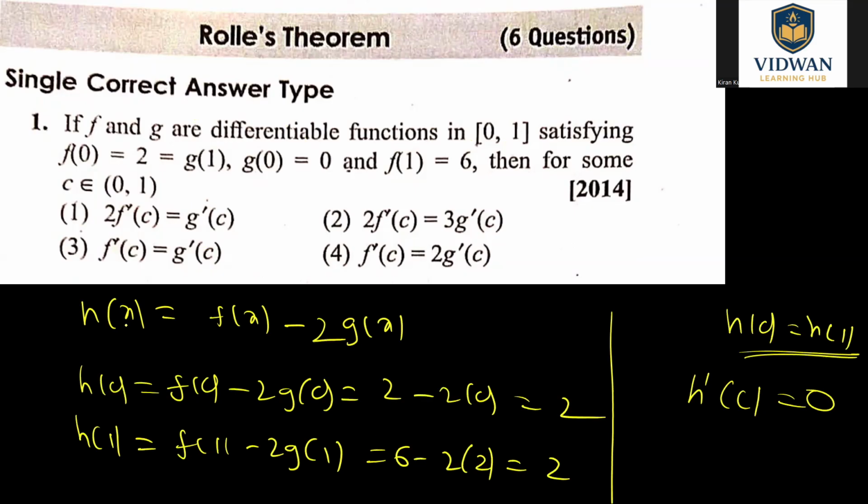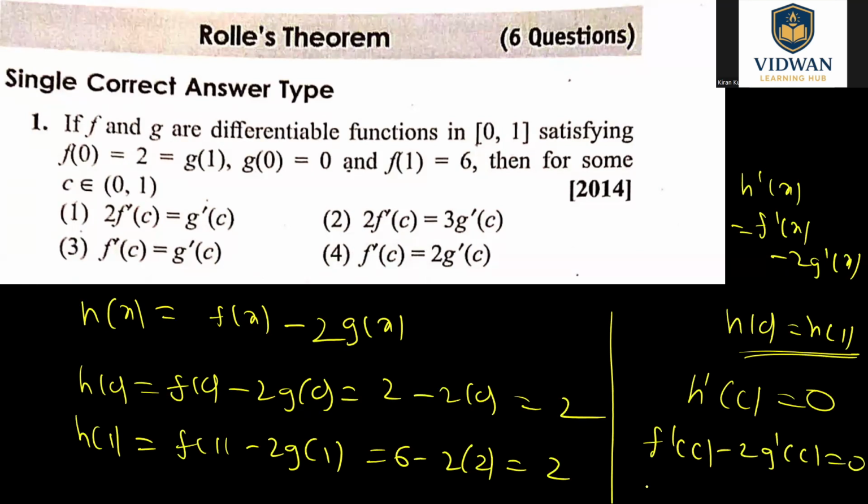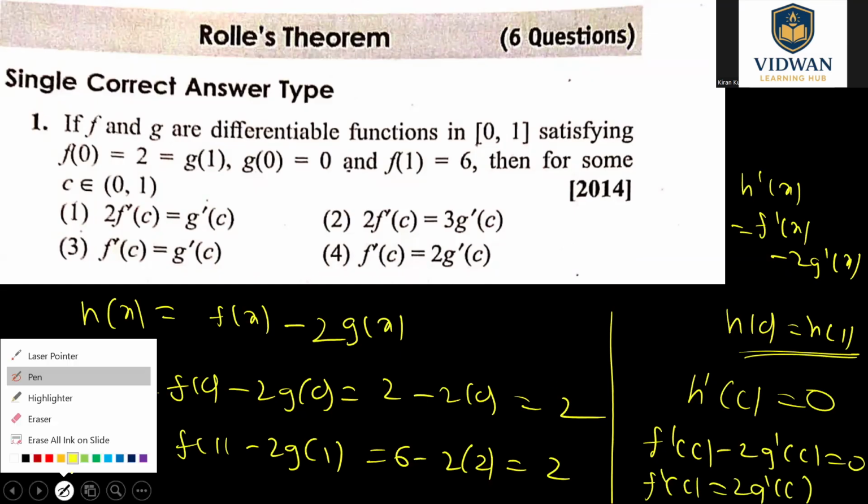And h dash of c means you find the derivative of this function. What is h dash x? f dash x minus 2 times g dash x, by differentiating that h of x. So h dash of c means f dash of c minus 2 times g dash of c equal to 0. So clearly we'll get f dash of c is 2 times g dash of c. So the fourth option is the answer.